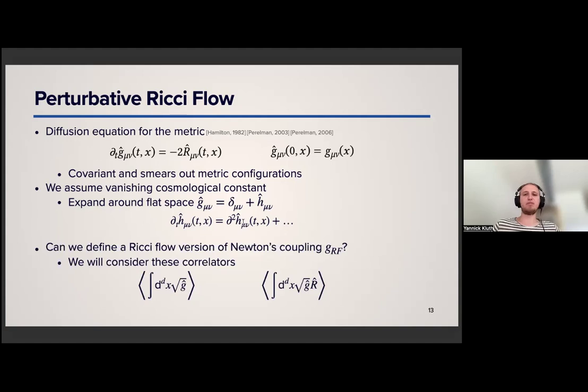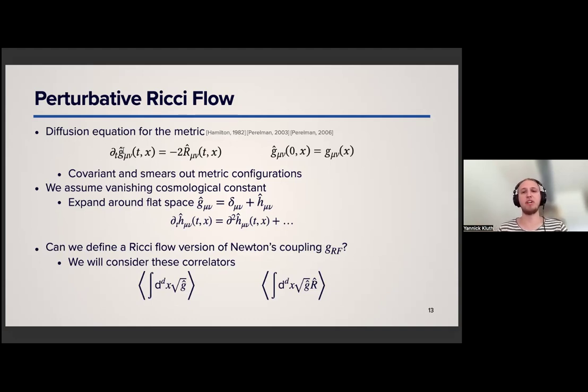And the question, of course, is now, if we start with this Ricci flow here, whether we can basically apply the same things as we did before. So whether we can define some sort of Ricci flow version of Newton's coupling. And for this, we will be interested in calculating some sort of correlators at finite flow time. By the way, from now on, all hatted variables are variables that live at finite flow time t.